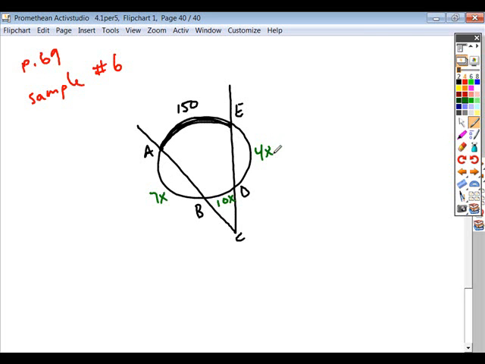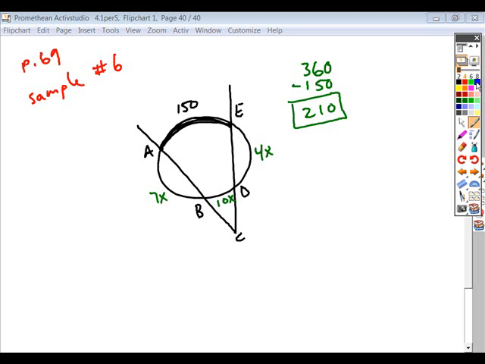So if you want to find what the measure of angle C is, the first thing you need to do is figure out what these angle measures are. So the whole rotation around the circle is a total of 360. If 150 of it is taken up by arc AE, what's left for the other three arc measures? 360 minus 150 leaves 210.